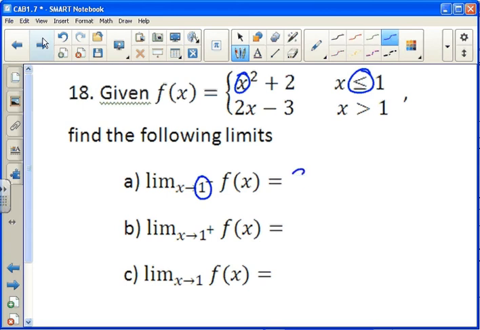Now for b, we're approaching 1 from the right-hand side. So that's where we are greater than 1. So we'll plug 1 into the bottom equation. So 2 times 1 minus 3 gives us negative 1.